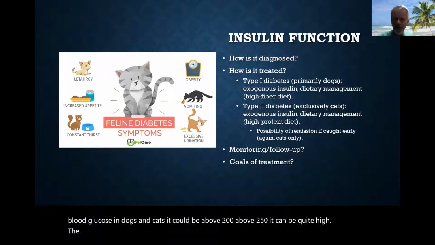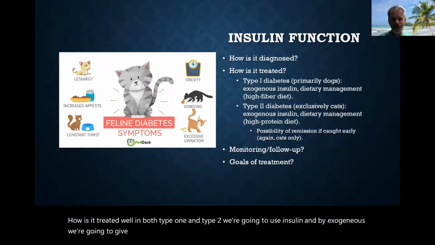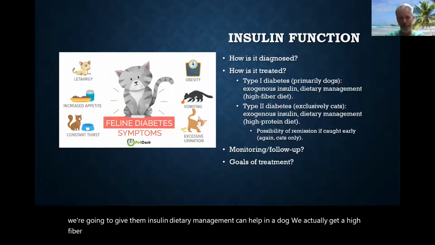How is it treated? Well, in both type 1 and type 2, we're going to use insulin. And by exogenous, I mean we're going to give them insulin. Dietary management can help. In a dog, we actually feed a high fiber diet. And in cats, we actually feed a high protein diet. And we'll be learning more about diabetes next year.